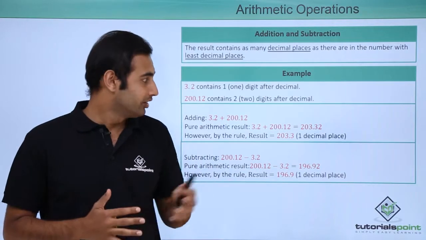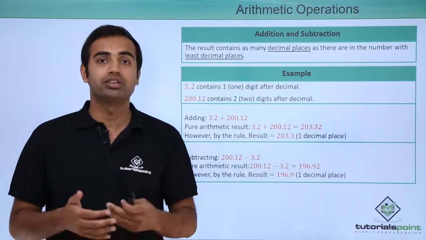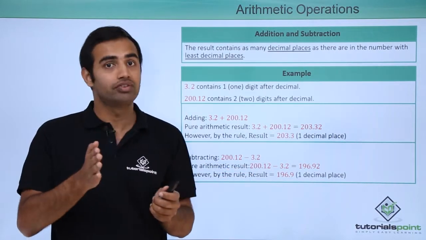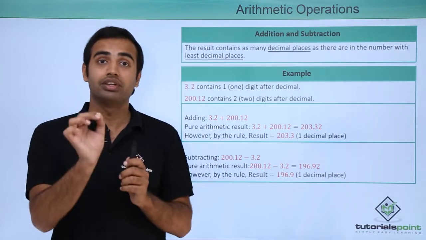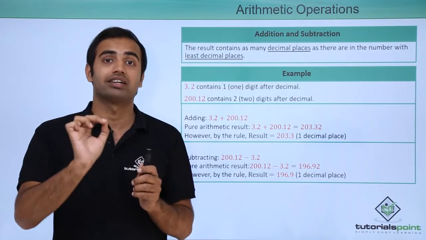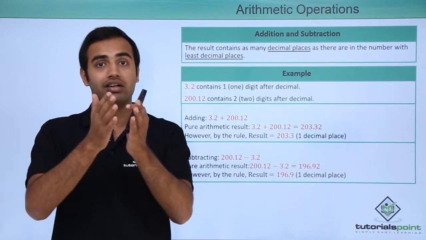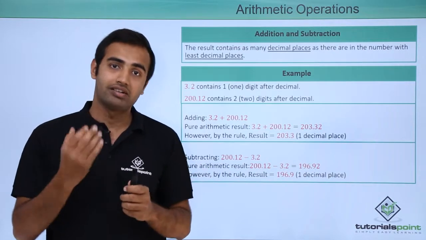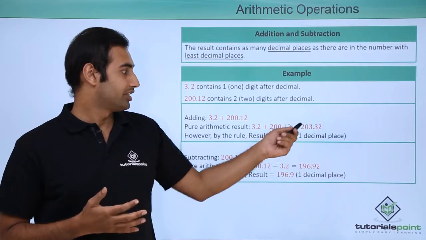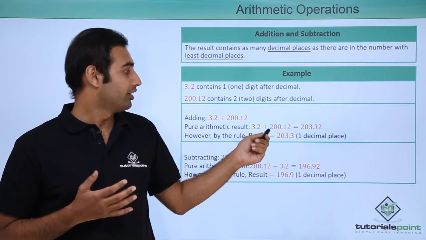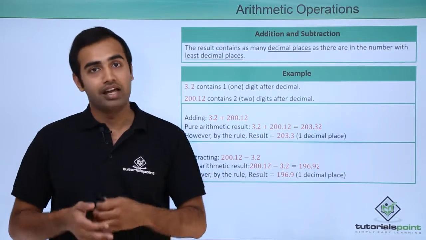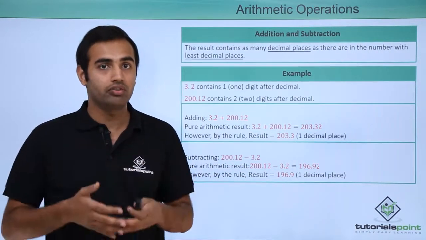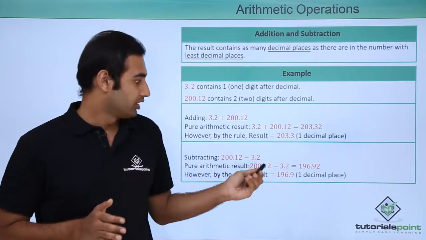If I carry on their addition, I can simply see the sum comes out to be 203.32. Now in this situation, there are two figures after the decimal, which is not allowed because the final sum can only have as many numbers after the decimal as there are in the number with the least number of digits after the decimal. So over here you can see 3.2 has only one digit and the final result also has to have only one digit. So the result comes out to be, after rounding off this number, 203.3. Carrying on the subtraction, the result I obtain is 196.92, but once again I have to round it off to only one number after the decimal place, and it comes out to be 196.9.